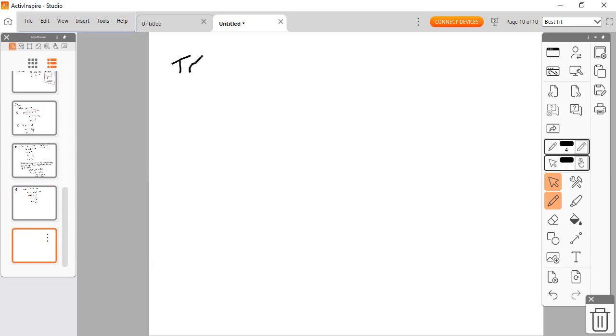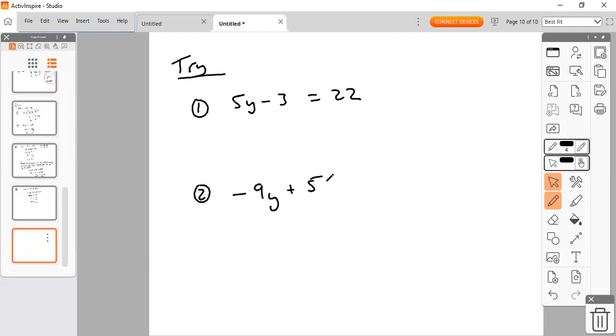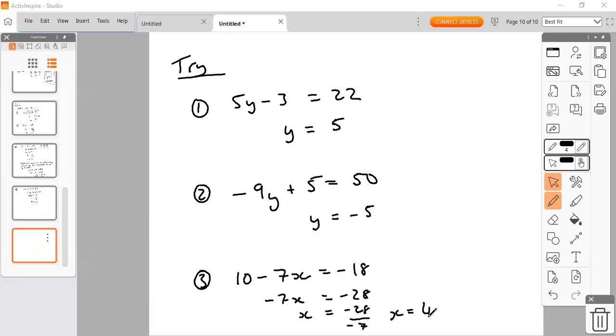Just very quickly, give these a wee try, just to get your head back into it. Just getting comfortable with negative signs and things like that. Okay, next one. Any issues?